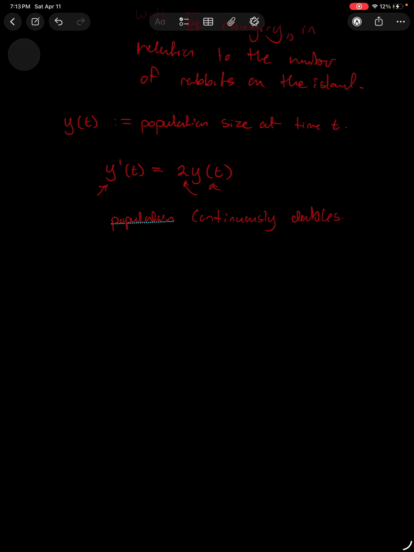The solution turns out to be y of t is equal to 10e to the 2t. And this is how many rabbits there are at time t.